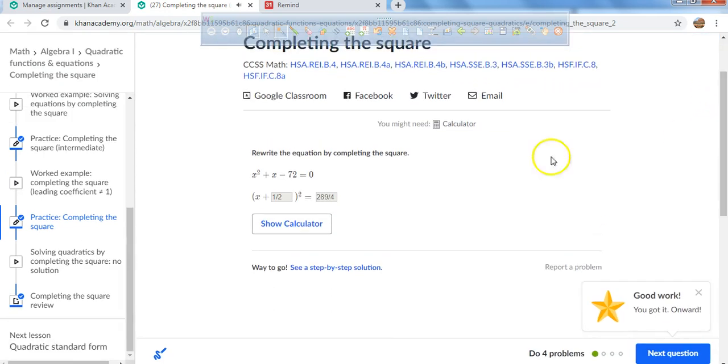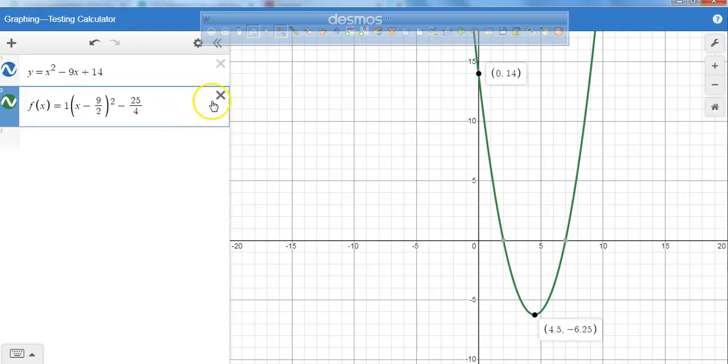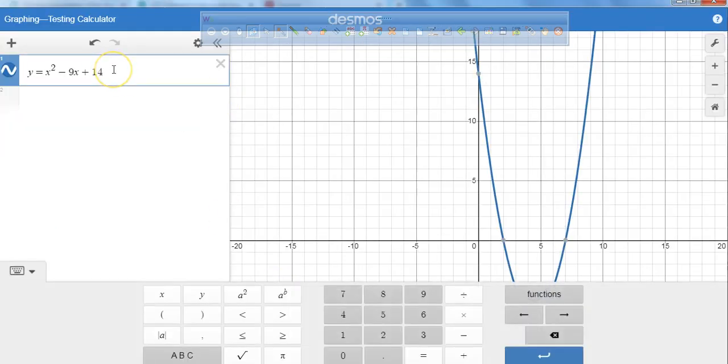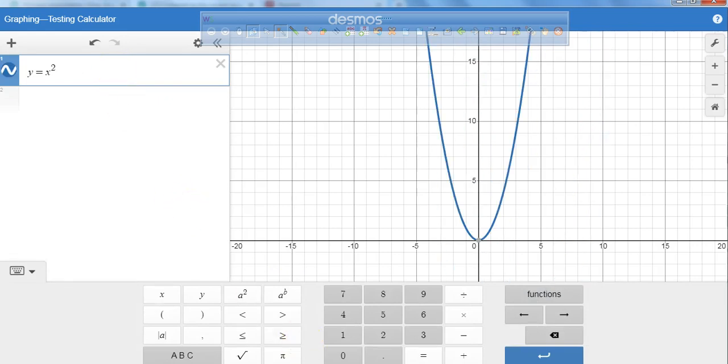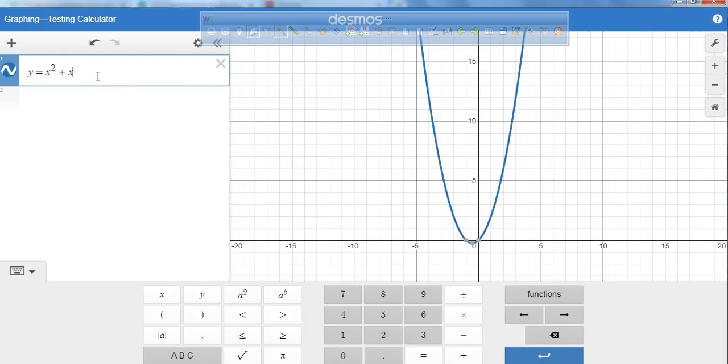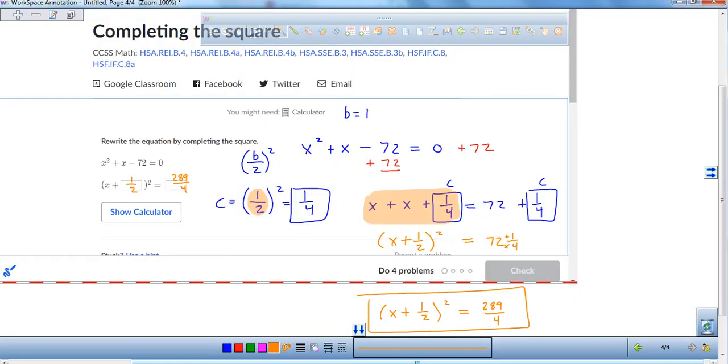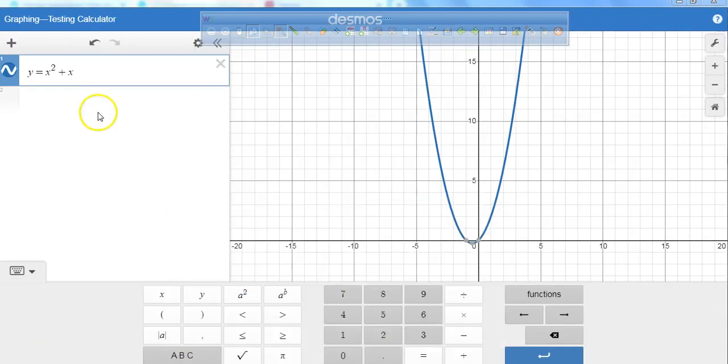All right. So how could you check to see if your answer was indeed the exact same? Well, you could go to Desmos, and you could type them both in. So we're going to type one in. We're going to put, let's take a look real quick. Oh, put plus x. And then put, my bad, minus 72.